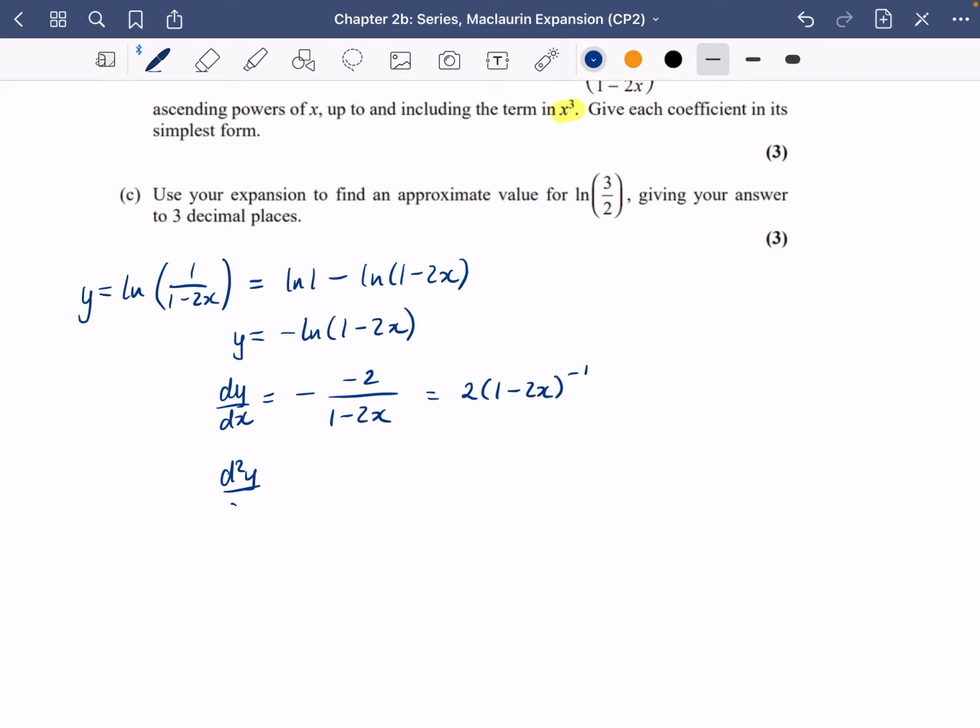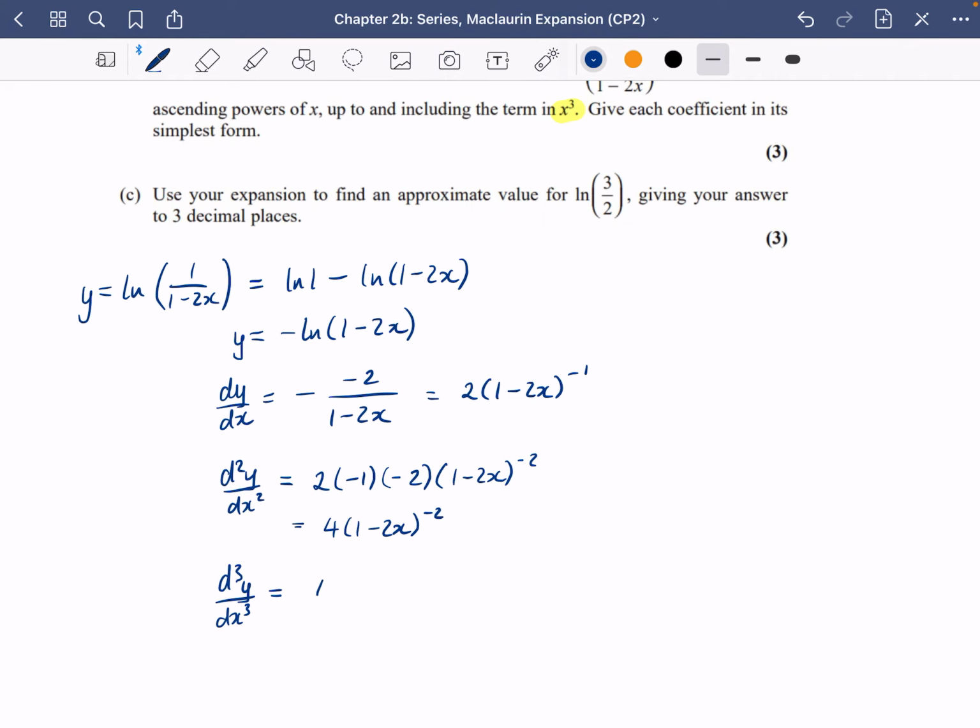I'm then going to do the second derivative, and so I'm going to have 2 multiplied by the power, which is minus 1. I'm then going to multiply by the derivative of what's in the brackets, which is minus 2, and I'm going to decrease the power by 1. So I end up with 4, 1 minus 2x to the minus 2. Now, interestingly, it stays positive because the power was negative and the derivative of the function inside the function was negative. So you actually just end up with it remaining positive, and that pattern is going to continue when we go on to the third derivative here as well.